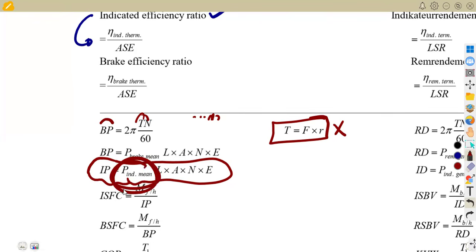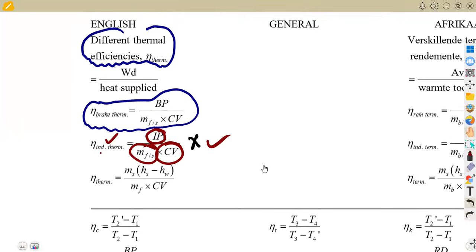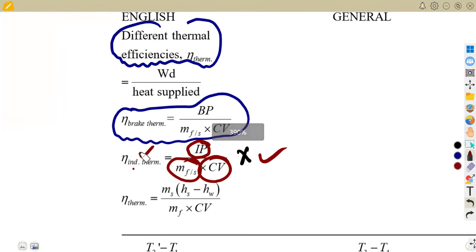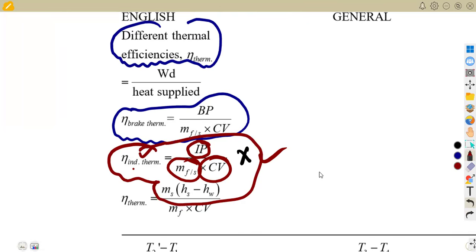So we do not have the indicated mean pressure. The one that we are given was for the brake mean pressure, not for the indicated mean pressure. Do not confuse between the two. That one was for the brake. So this formula is limited because of the indicated mean pressure. The best formula that we're going to manipulate is the one for the indicated thermal efficiency, this one, because we have this.